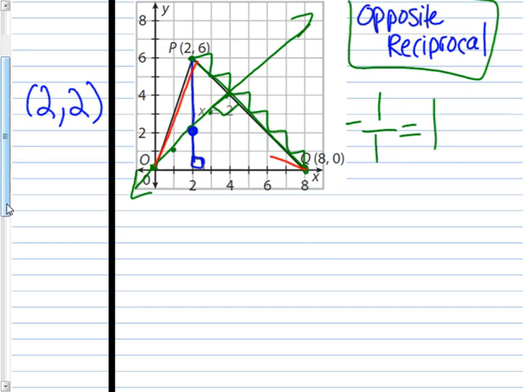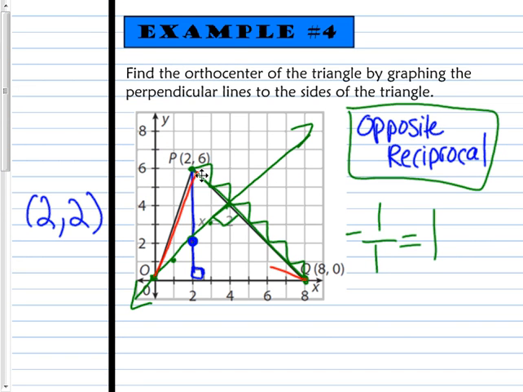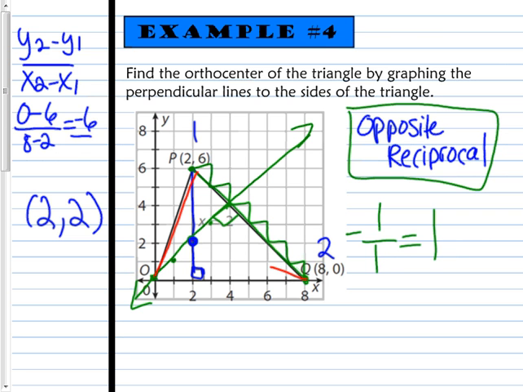Actually, let me show you one more way. If you don't like counting, you could have done the slope formula for this as well, which is y2 minus y1 over x2 minus x1. So this is my point 2, this is my point 1. So 0 minus 6 over 8 minus 2, negative 6 over 6, which gave you the negative 1. Okay? So I ended up right here with this negative 1, and then the opposite reciprocal was 1.